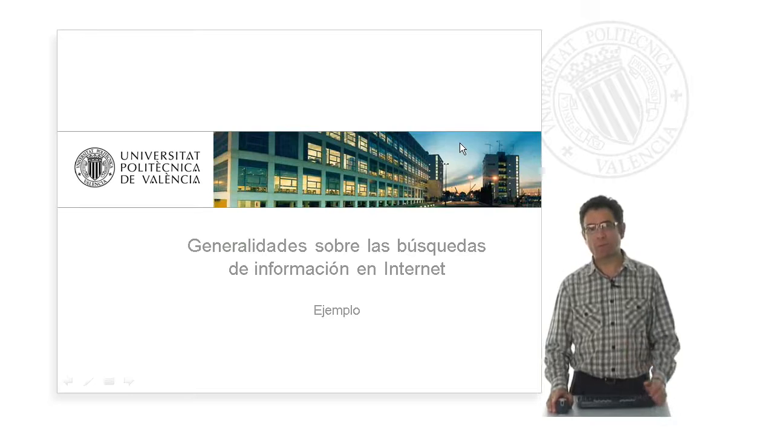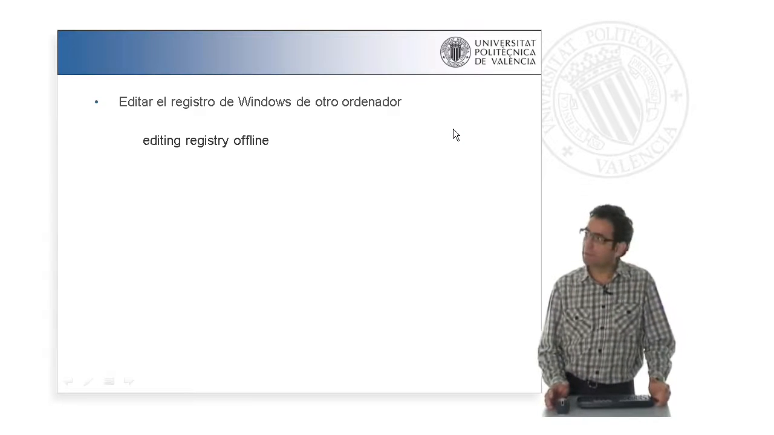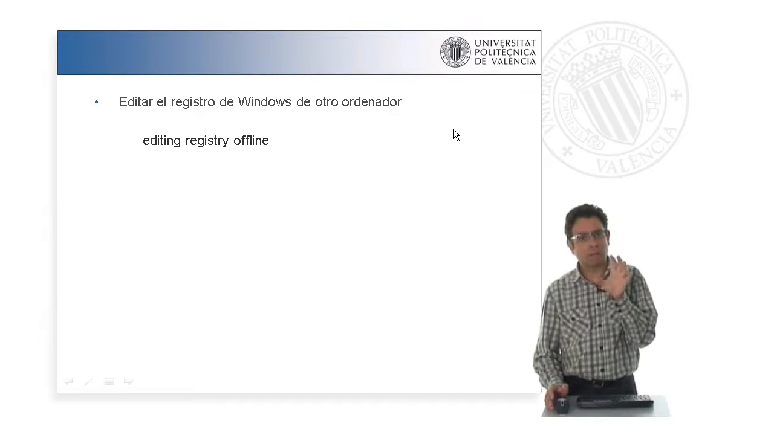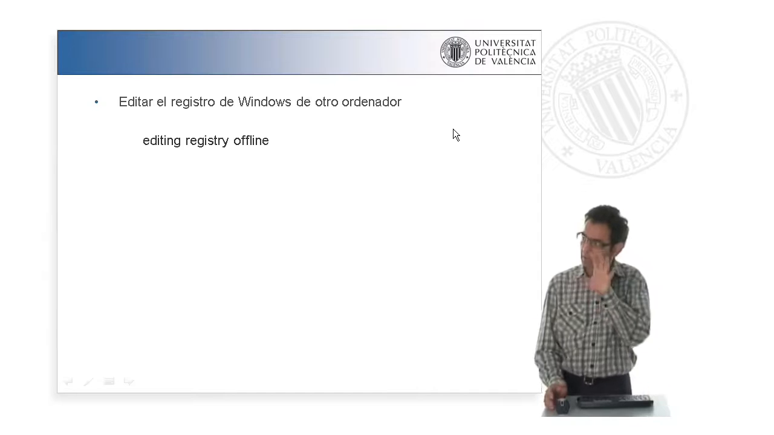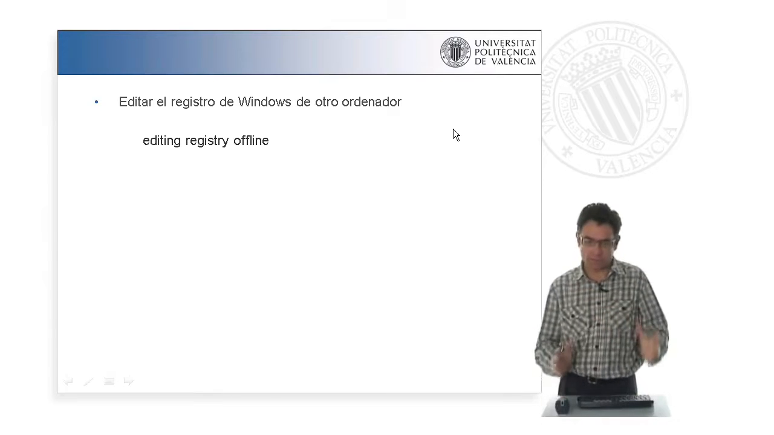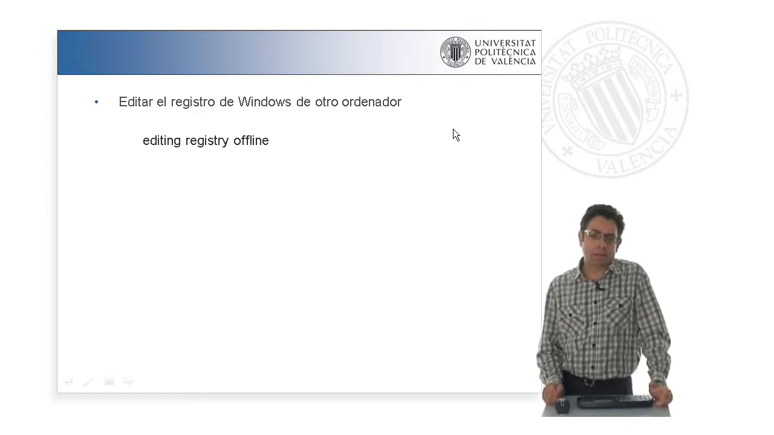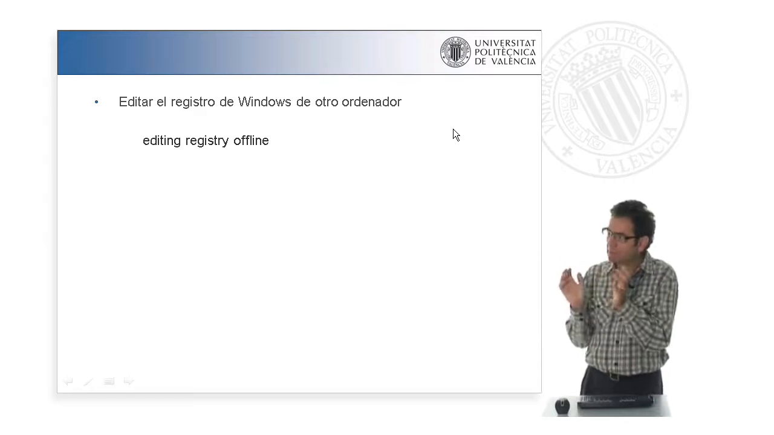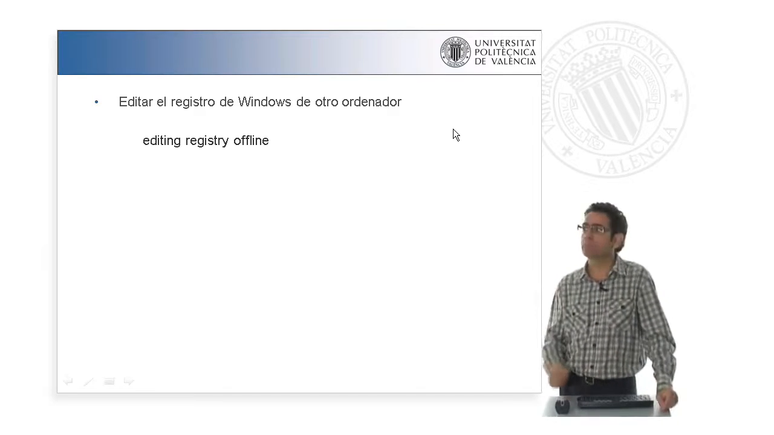Let's look at a small example of how we would do an internet search. The problem they pose to us, for example, reads as follows: we need to edit the Windows registry of a computer, but it won't boot. The Windows registry of another computer that is different from the one we are working on. Of course, the keywords Windows registry make it a relatively advanced technical problem.